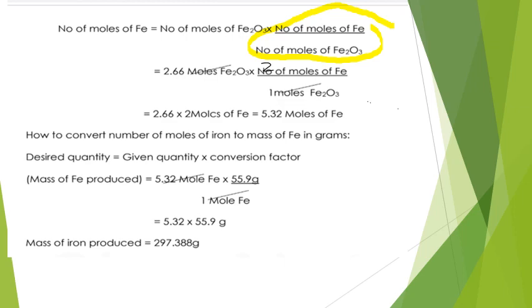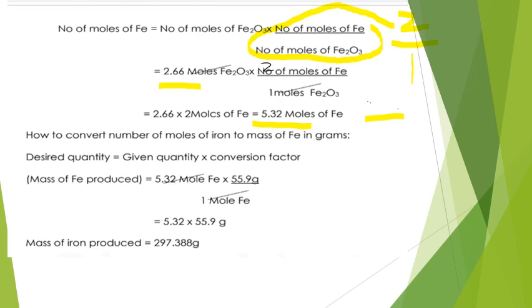And this is how the moles of iron are found. The desired quantity is found by the application of the formula: desired quantity is equal to the given moles multiplied by the conversion factor, right? So the moles you have found from 425 grams of iron oxide is 2.66, multiplied by the conversion factor, which comes out as 2 upon 1. So the moles of iron produced are 5.32 moles.